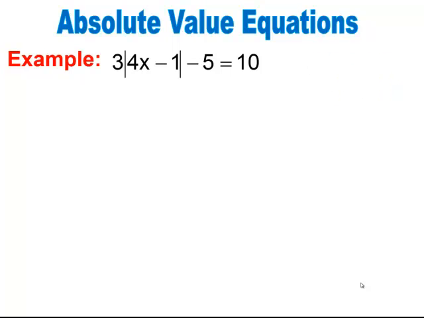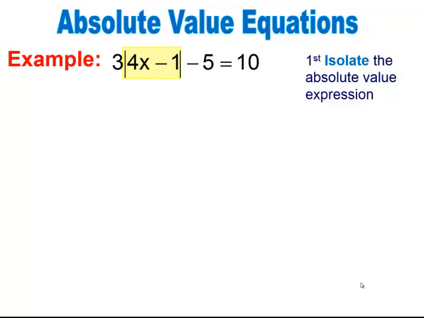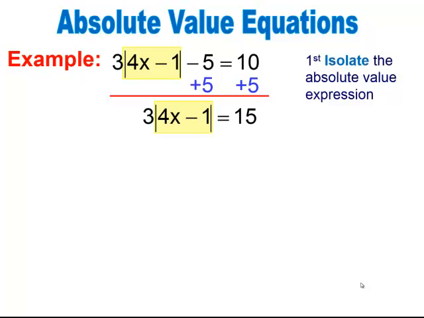This next example, notice that we have an absolute value equation, but we have things with it. You can't remove the absolute value bars until it's isolated. So the first thing you're going to need to do is isolate the absolute value. And in order to do that, you have to do the inverse operations with the things that are around it. So the first thing I want to do here is get rid of that minus 5. So I'm going to do the inverse operation by adding 5 to both sides. So I end up getting this 3 times the absolute value of 4x minus 1 equals 15.